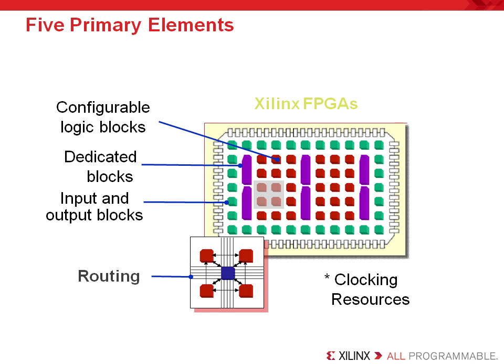IOBs, or input and output blocks, contain registers and other specialized resources that are designed to help interface signals to the outside world. Every input and output signal in the design must go through an IOB. The IOBs also have a programmable I/O standard functionality that supports up to 40 different I/O standards. So each pin has a programmable interface that is programmable on a pin-by-pin basis.